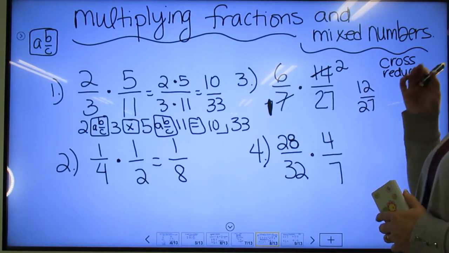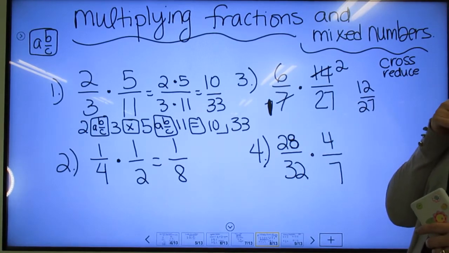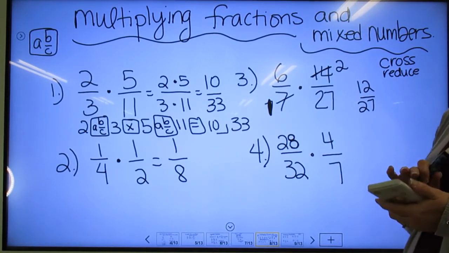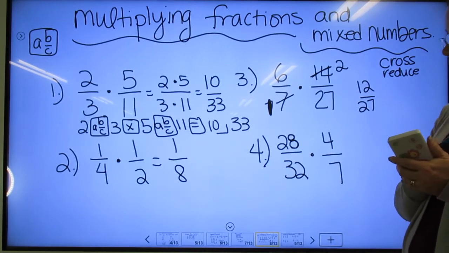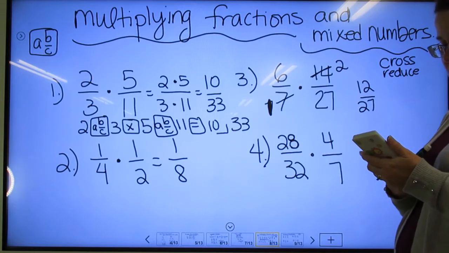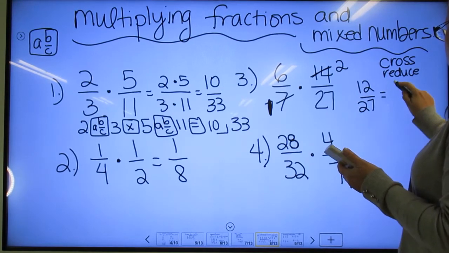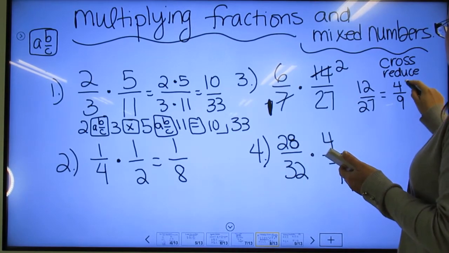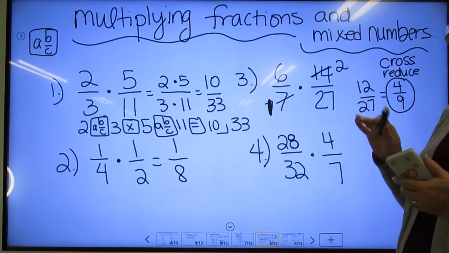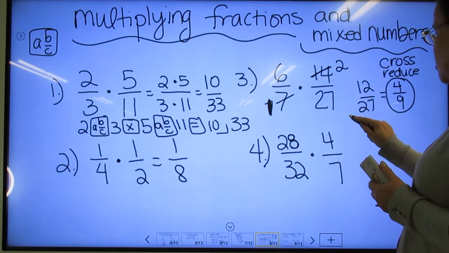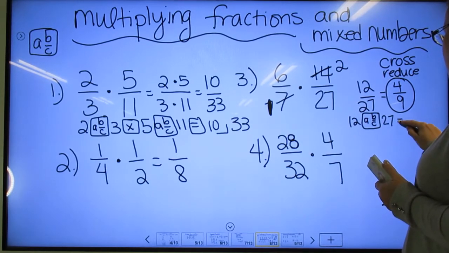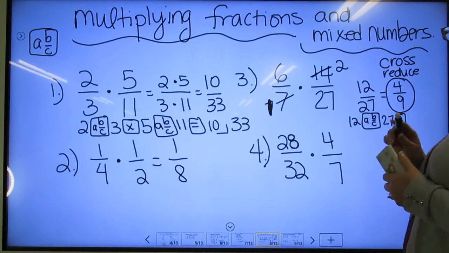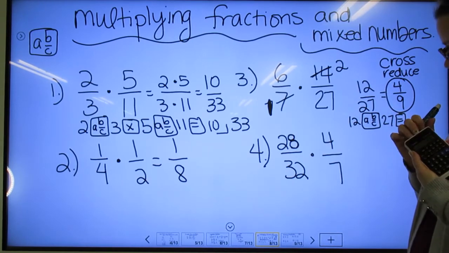Now, can I reduce that? Is it in the simplest form is the question. And again, you could use your handy-dandy calculator, and you could do 12 ABC 27, and you would hit equal, and you would find out that 4/9 would be the final answer to that. So that can be reduced. Again, it's 12 ABC 27. Hit the equal button, and you're going to get 4/9 up on the calculator, okay?